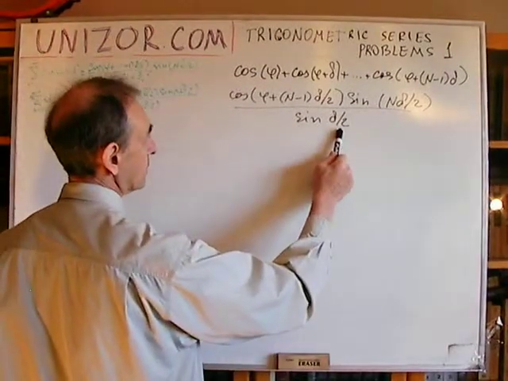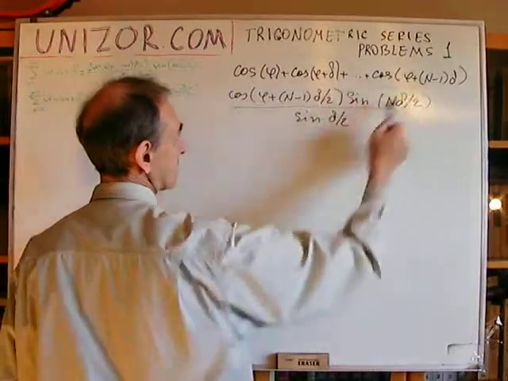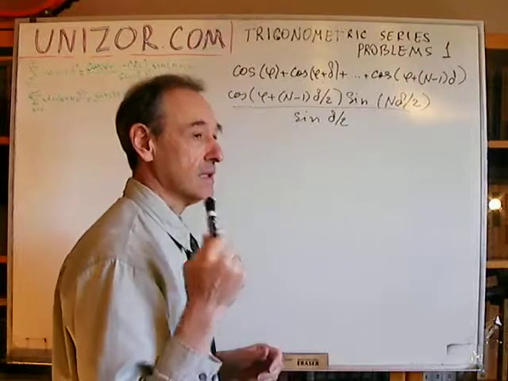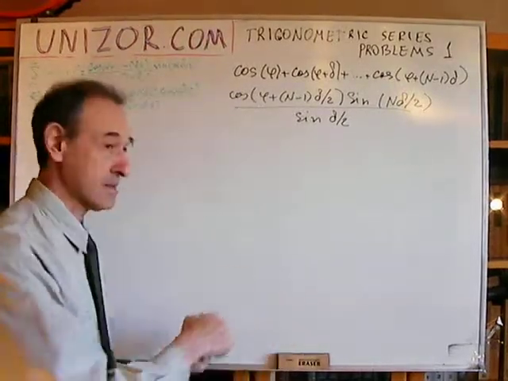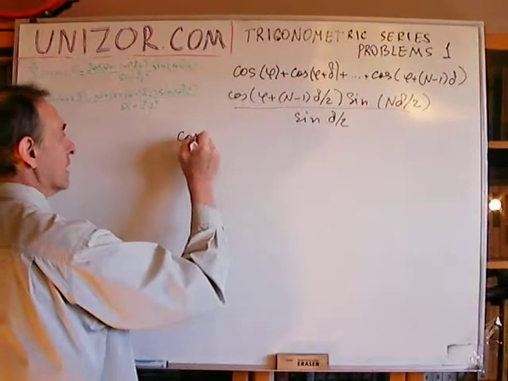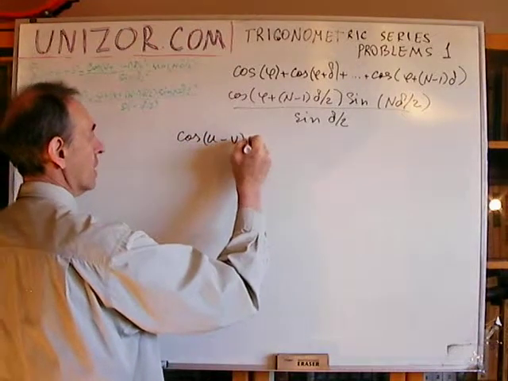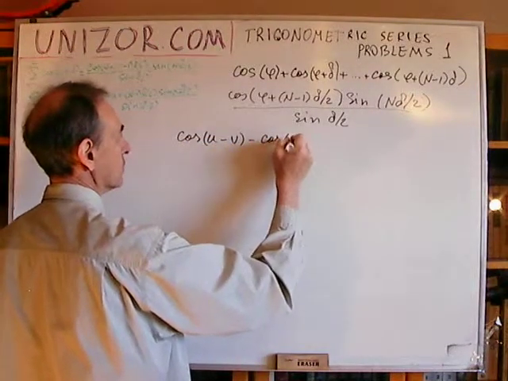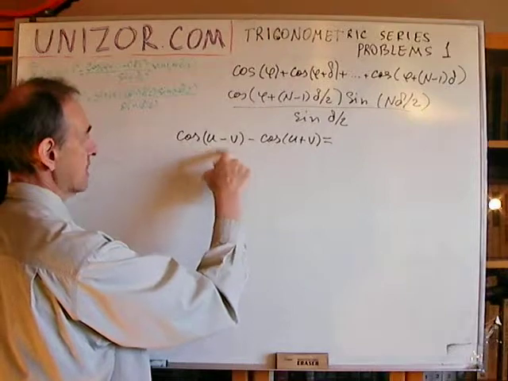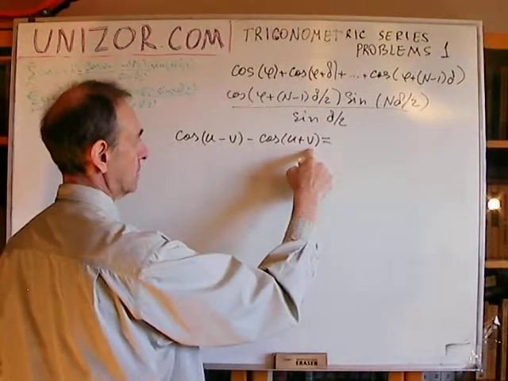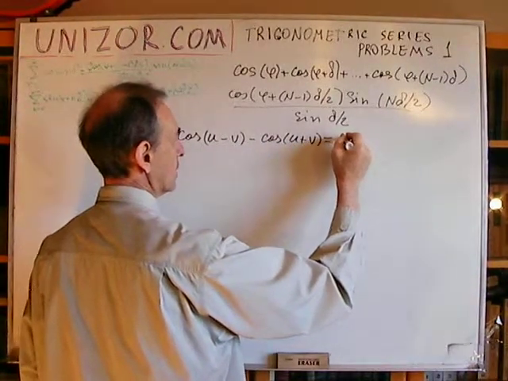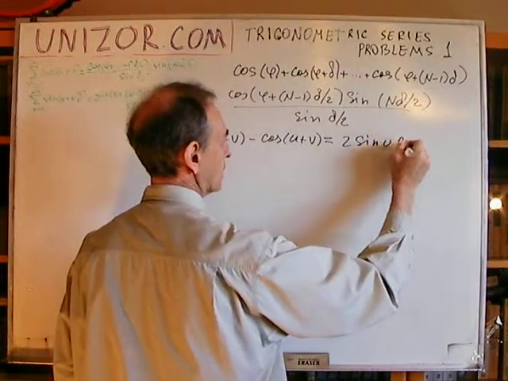Now, what does it mean? It means that the sine of delta over 2 times this should be equal to this product of cosine and sine. And I also remember, as addressed in the previous lecture, that cosine of u minus v minus cosine of u plus v is equal to what? Cosine cosine plus sine sine, minus cosine cosine minus sine sine. So cosine will reduce itself, and what I will have left is 2 sine sine.